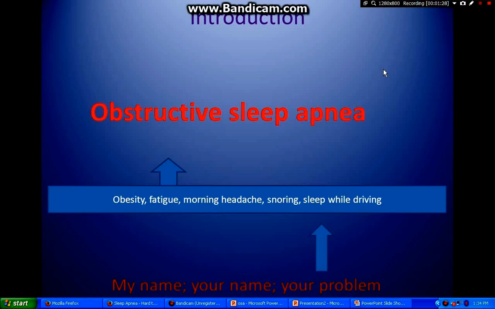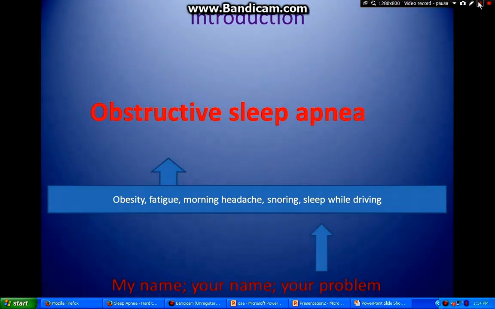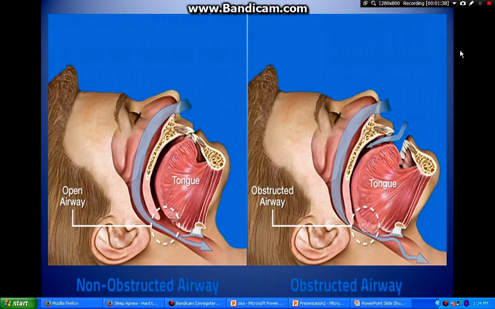You also have to look at the patient's neck circumference. It is more than 17.5 inches. That is also something we have to look at. So here we can see there are two pictures, one on the left side and another on the right side.